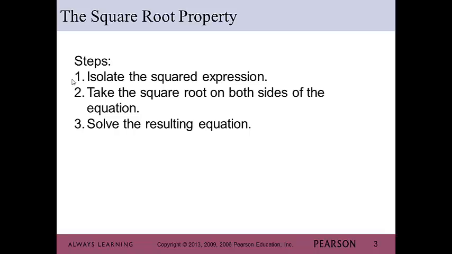Step 1, you're going to isolate the squared expression. So whatever is being raised to the second power, you want to isolate it. Step 2, take the square root on both sides of the equation. And then step 3, solve the resulting equation. And of course, step 4 is you can check your solution in the original equation.